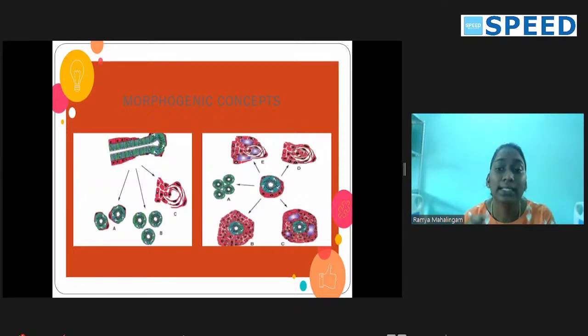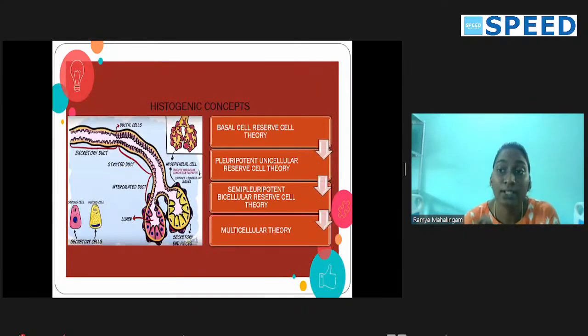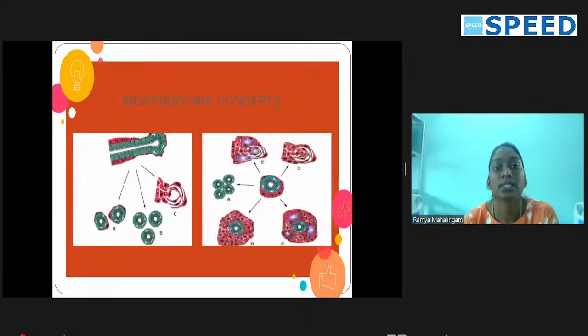Similarly, the histogenic concept is basically about which cell the tumor is developing from, and the morphological concept is just about which cells will contribute to the formation of the tumor.